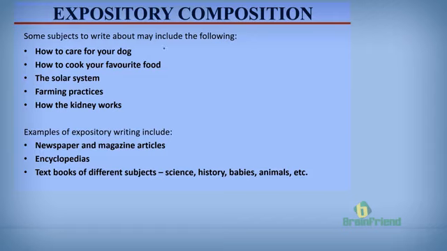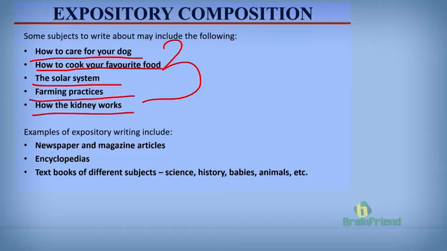So these are just suggested topics. How to care for your dog. You can decide to teach your readers about the ways to care for their dog. How to cook your favorite food. The solar system. Farming practices. How the kidney works. And so on and so forth. There are a lot of subject areas that we can write or teach people about.